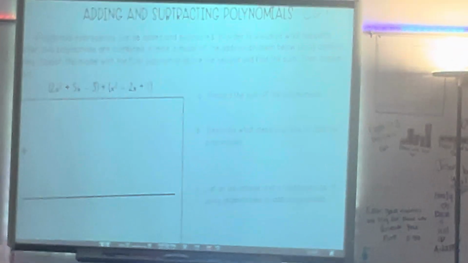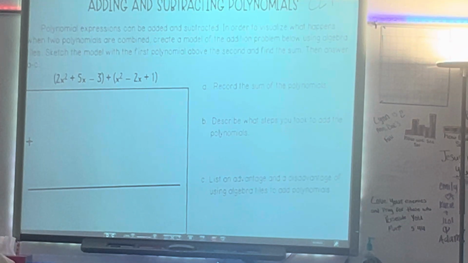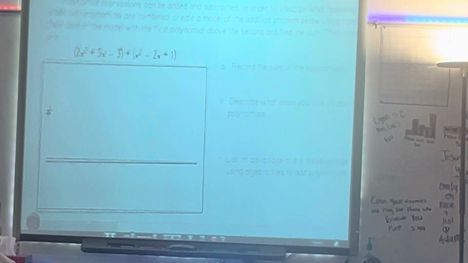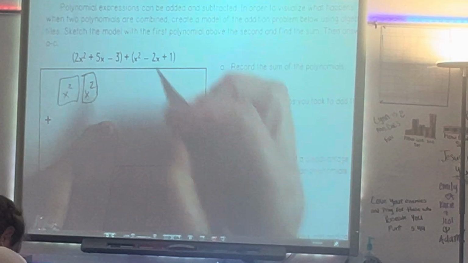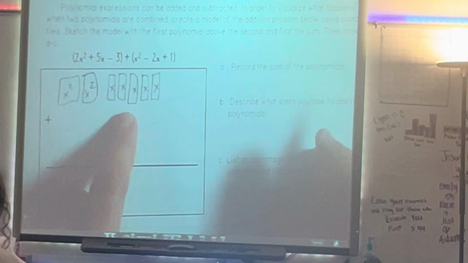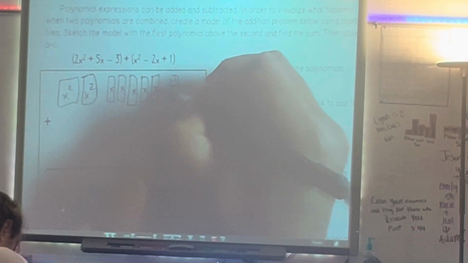Just know when I have to draw the algebra tiles like we had on the previous lesson, I'm going to draw them super quick and easy. They're not going to be pretty. So if I have 2x squared, I have an x squared block, an x squared block, terrible line. Alright, then I have 5 of the x's. They don't have to be pretty, we just need them on there. 5, and then 3 little negative 1s. Y'all okay there?